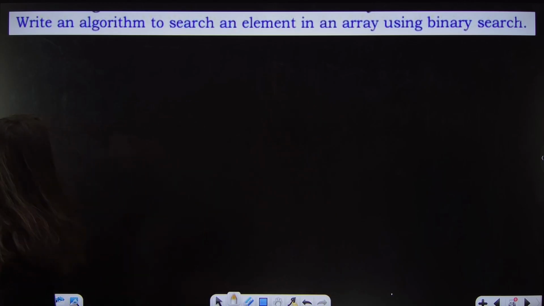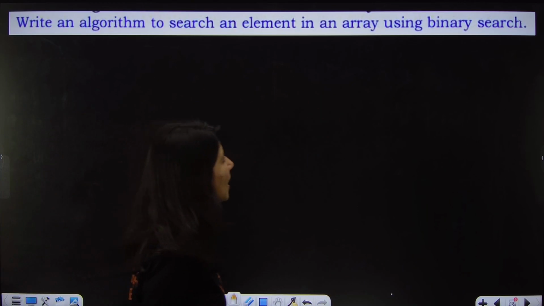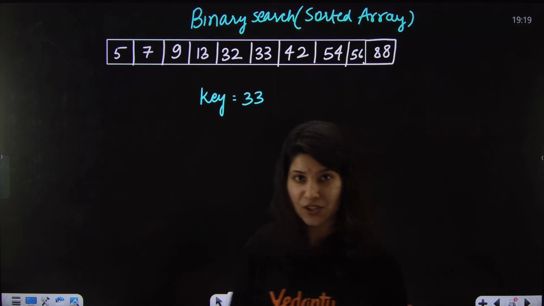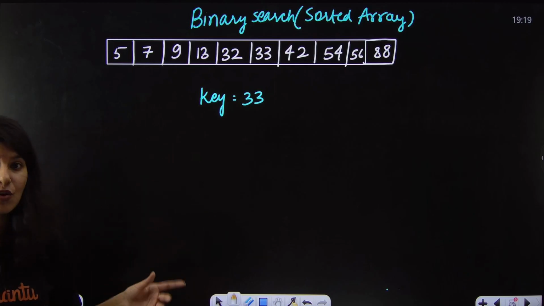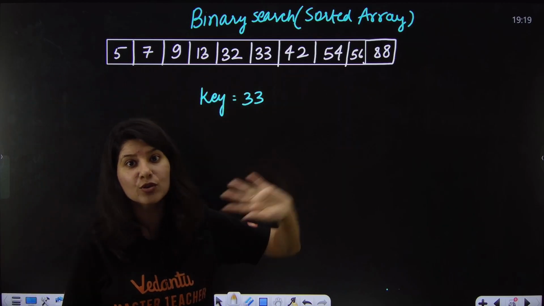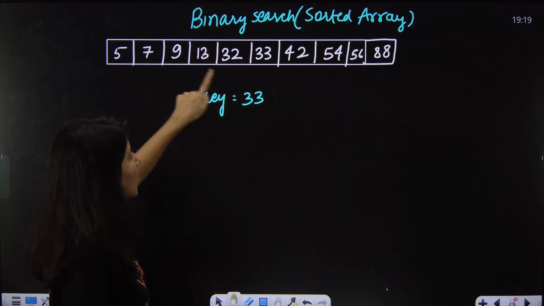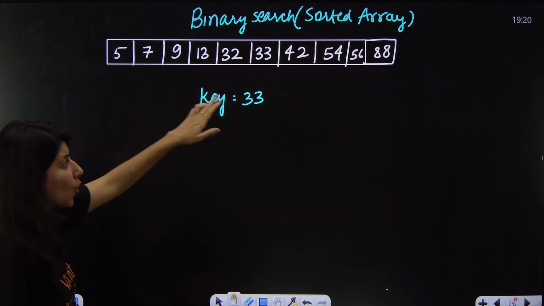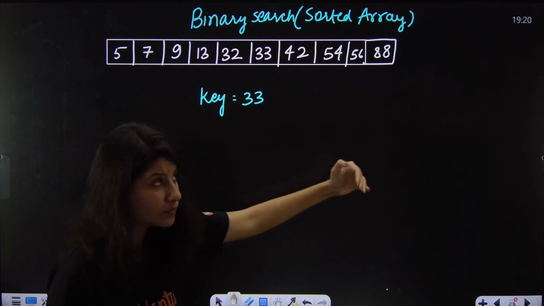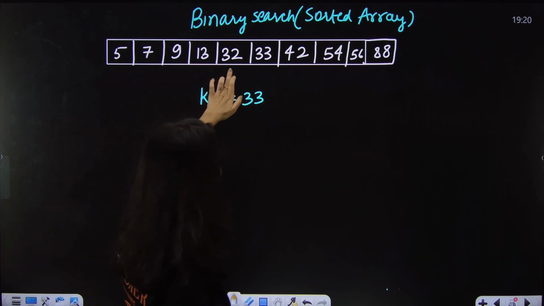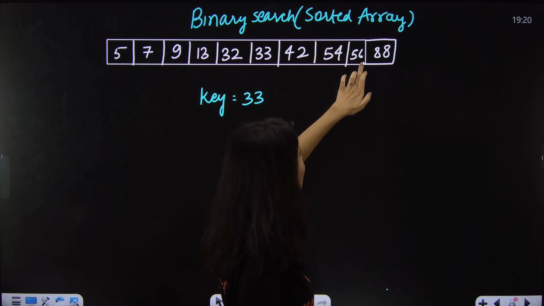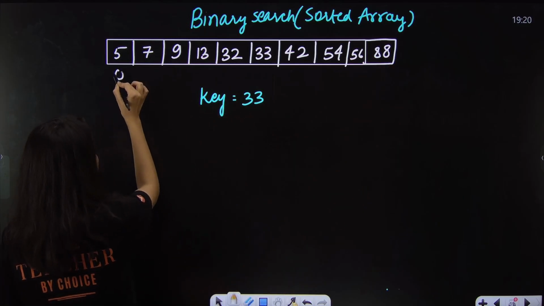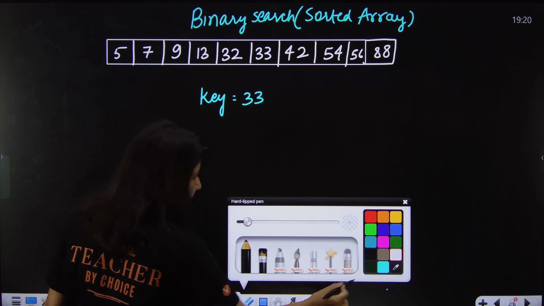Okay, so let us understand the algorithm to search an element in an array using binary search. First of all, in this question, you have to take an array, and that will be a sorted array. Sorted means that you have to write all the numbers in increasing order: 5, 7, 9, 13, 32, 33, 42, 54, 56, 88. Okay, so you just write it, and now here the index will start from 0.